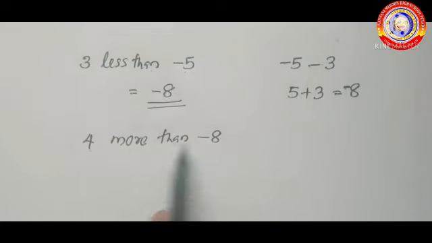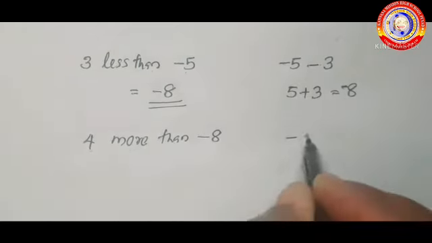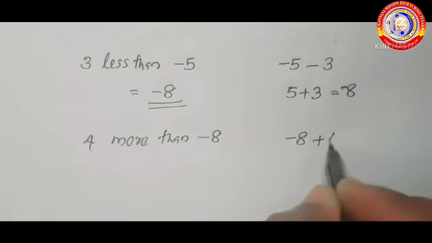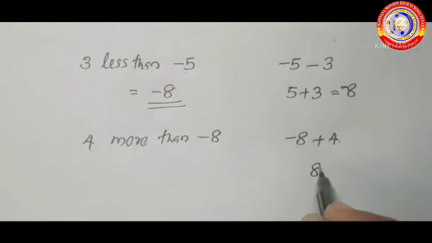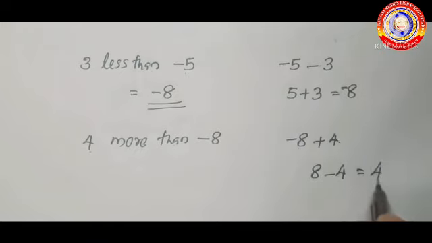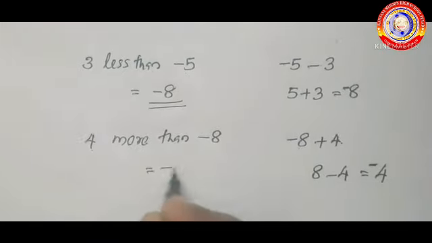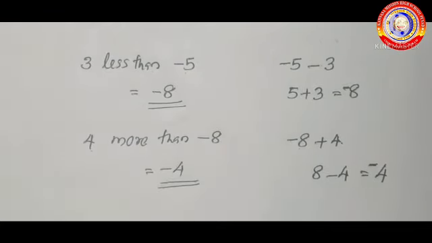Next we have to do one more question. 4 more than minus 8, which means minus 8 plus 4. Here minus 8 and plus 4 are in different sign. So we subtract 4 from 8, that is 8 minus 4. 8 minus 4 is 4. Then put the sign of largest number, that is minus 4. So 4 more than minus 8 is minus 4.